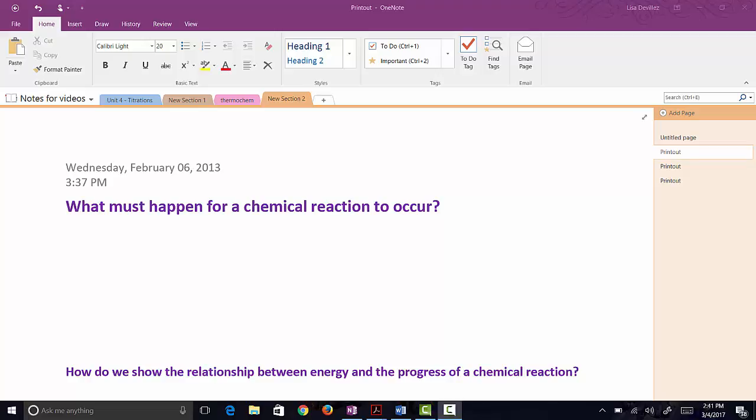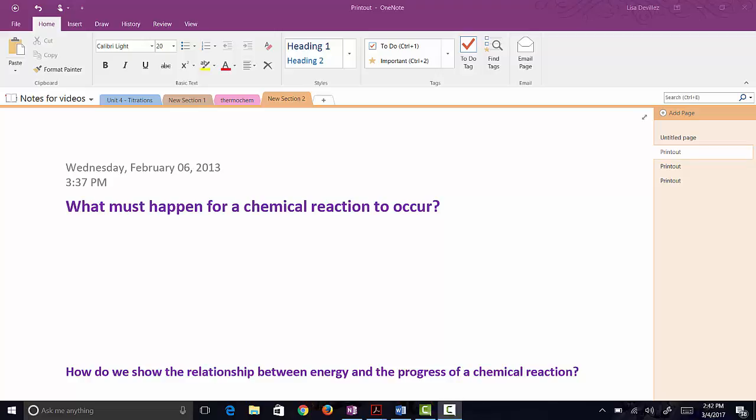So kinetics is the study of rates of reaction. So how fast or slow do reactions occur? How do we measure that? How do we express and communicate information about that? So that's kind of where our focus is going to be.